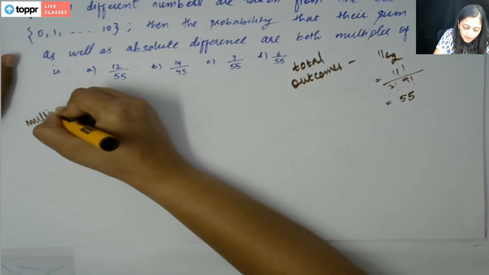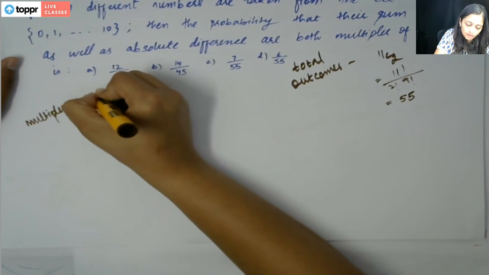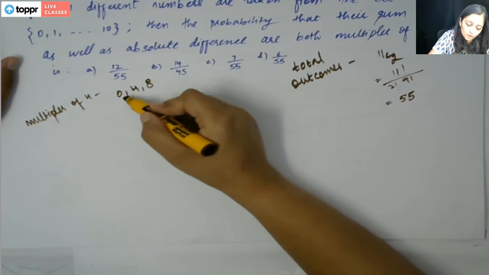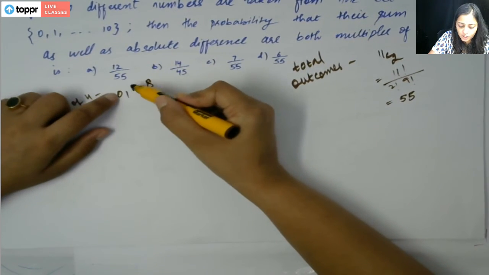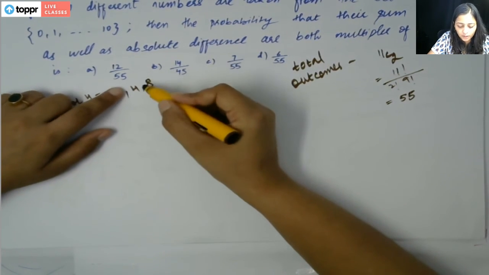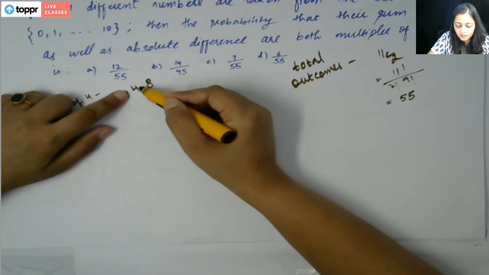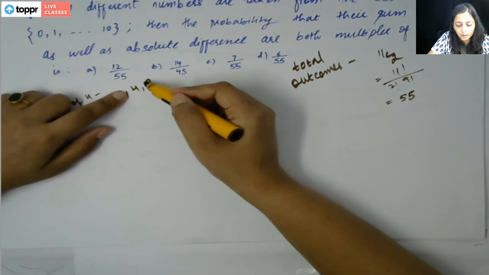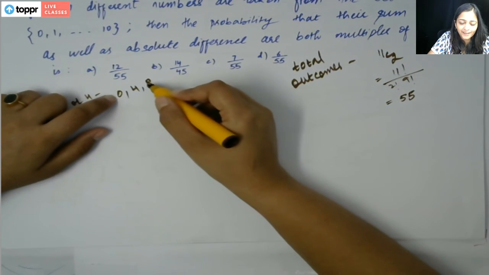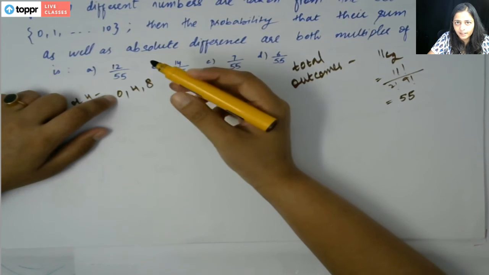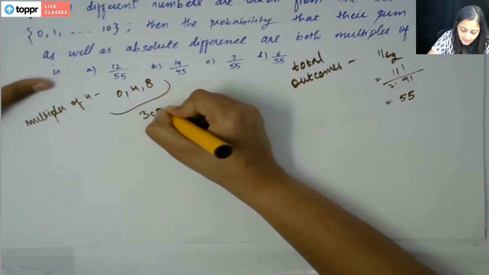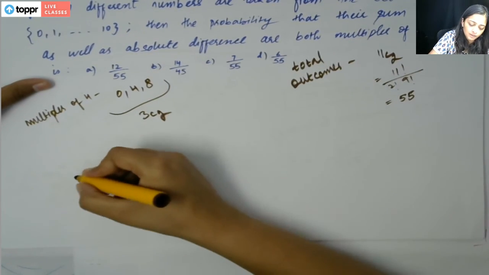So we have total number of 55 outcomes, and then the probability that their sum as well as absolute difference are both multiples of 4. So if we take multiples of 4, which are 0, 4 and 8, and if we choose any two from these three, like if I choose 0 and 4, their sum is 4 and difference is 4, multiple of 4. If I choose 4 and 8, their sum is 12, which is a multiple of 4, and their difference is 4, which is a multiple of 4. If I choose 0 and 8, their sum is 8 and their difference is 8. Both are multiples of 4. So one possible case is 3C2 from these numbers.